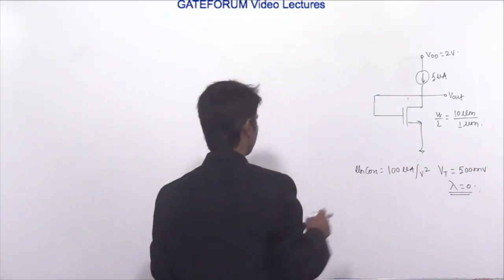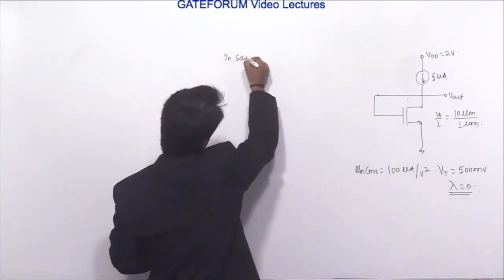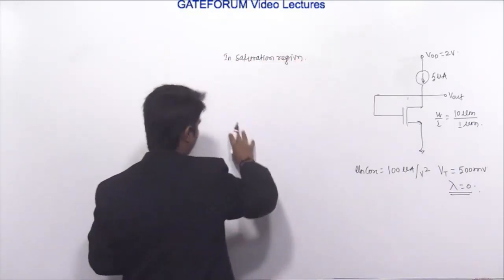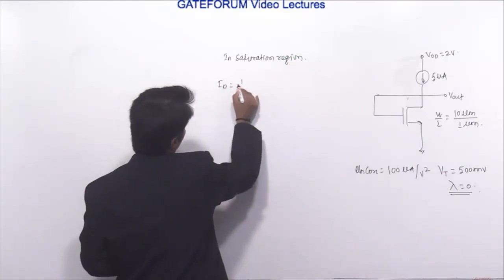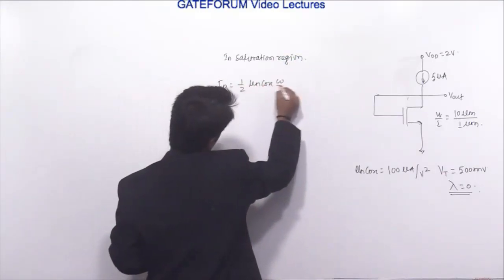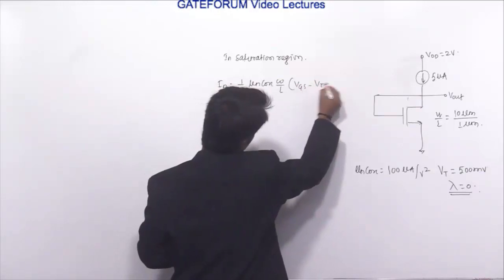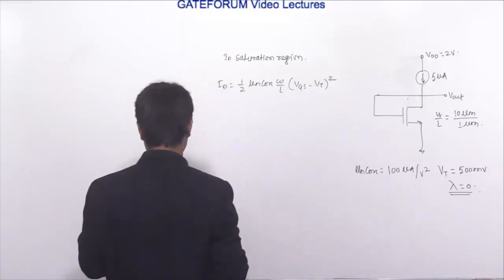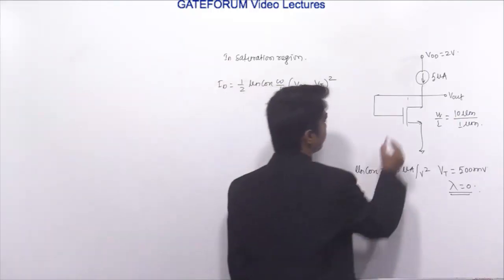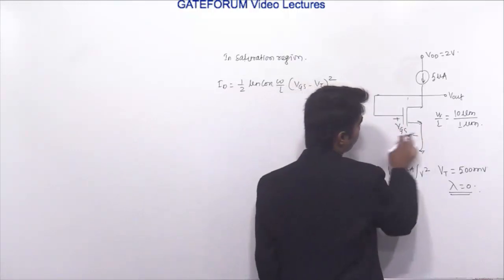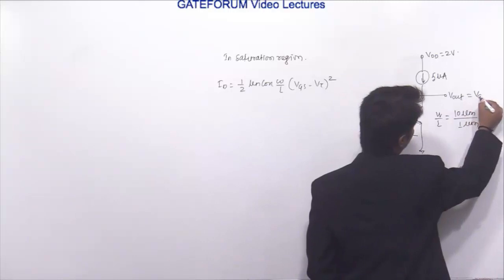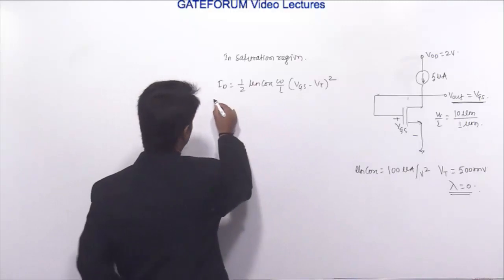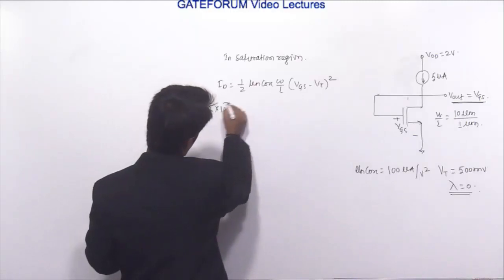Now see, it is known that in the saturation region, ID equals half mu n COX W by L (VGS minus VT) whole square. Now we have to calculate the Vout. See, this is Vout and this is VGS. This is directly connected here, which means Vout will be the VGS, and our aim is to calculate VGS. ID is given as 5 microampere, 5 into 10 raised to power minus 6.